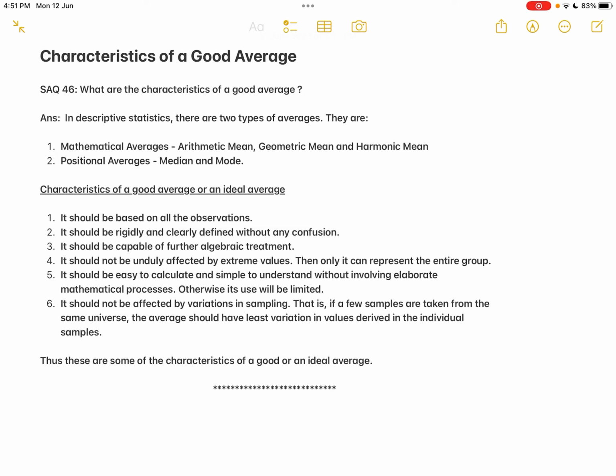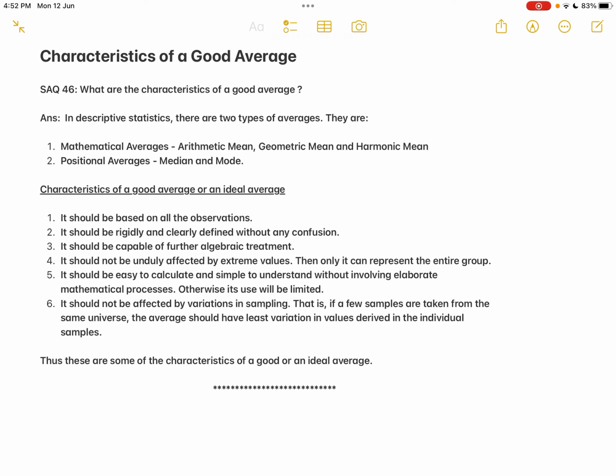Okay, the first one: it should be based on all the observations. We have seen that median and mode are not based on all the observations. They are both positional averages. So median and mode are lacking in representing the entire series.